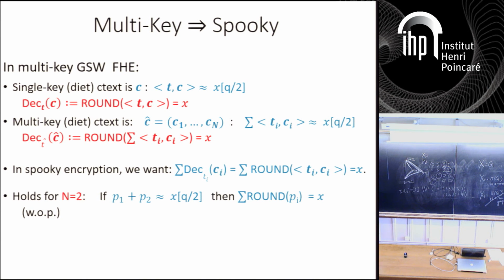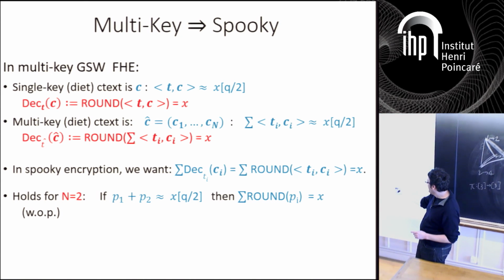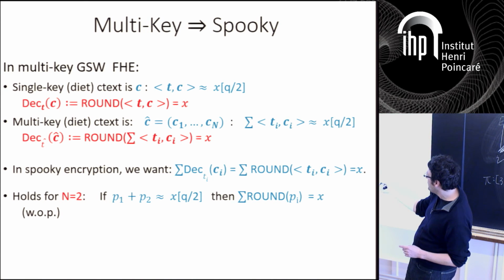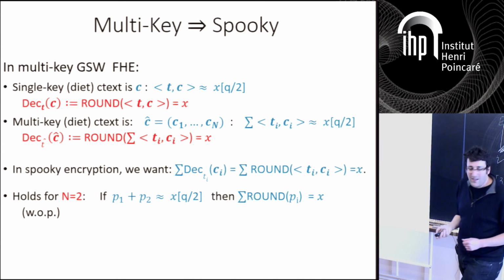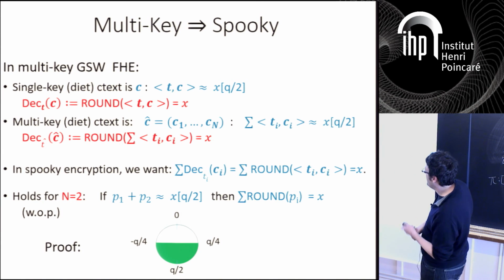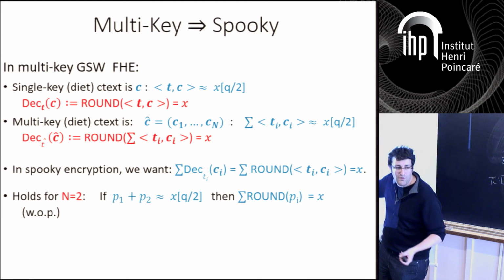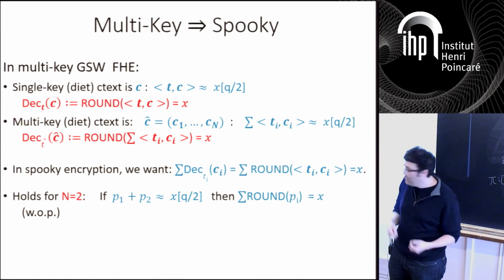So when you have two parties, this actually ends up holding. If you have two values, P1 and P2, think of them as the two inner products here that sum up to x times q over 2, and you first round and then sum. Sorry, I'm saying the wrong thing. If you have these two values, P1 and P2, that are close to x times q over 2, so that if you first added and then rounded, you would get x.